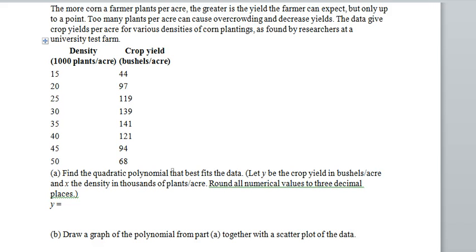The more corn a farmer plants per acre, the greater the yield the farmer can expect, but only up to a point. Too many plants per acre can cause overcrowding and decrease yields. The data give crop yields per acre for various densities of corn plantings, as found by researchers at a university test farm.